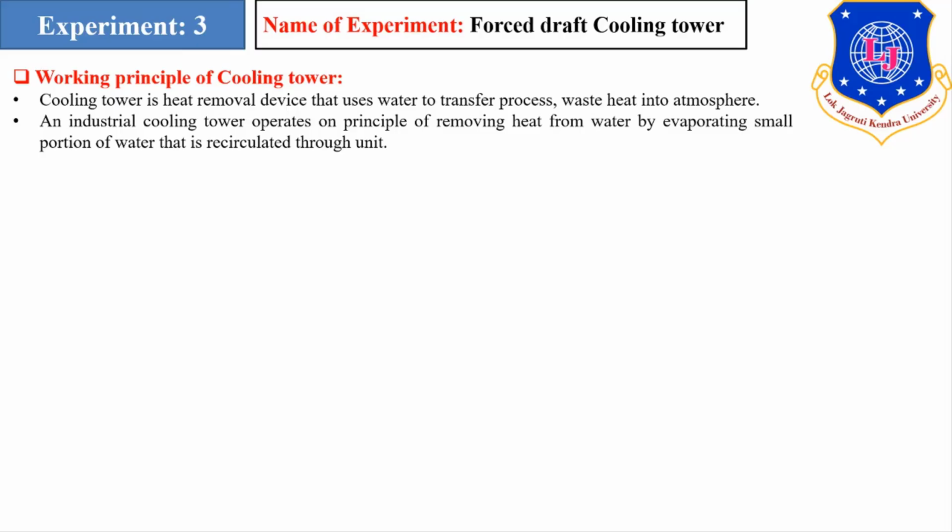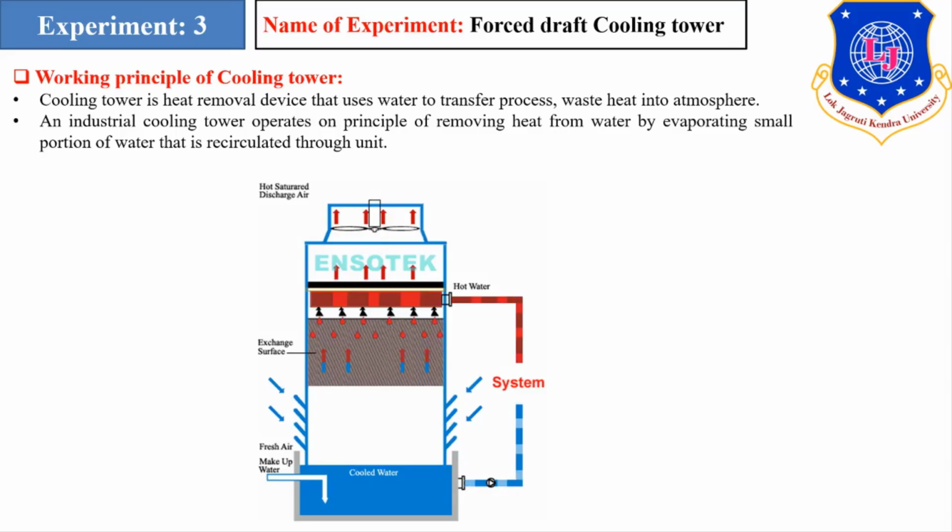So basically, within an industrial cooling tower, the heat is removed from the water by evaporating a small portion of the water, which is then recirculated by means of air. Now this is a water cooling tower. As you can see here, the hot water is coming from the top and the air is flowing from the bottom. After mass transfer and heat transfer between the hot water and the air, the hot air will be discharged from the top, while the water will be cooled down and collected from the bottom. So this was the working principle of the cooling tower.